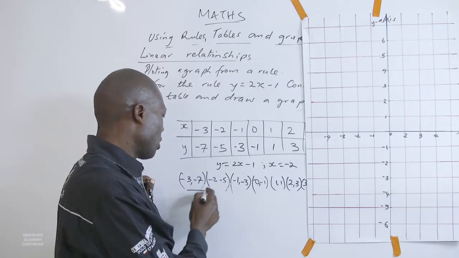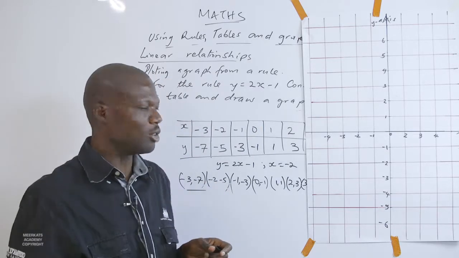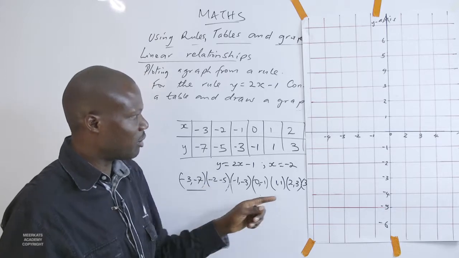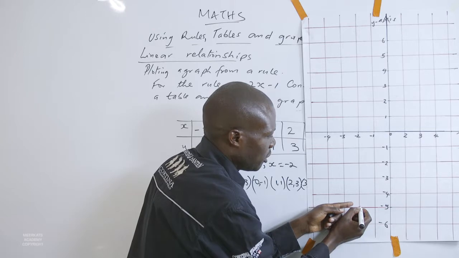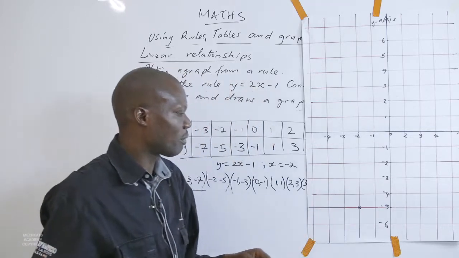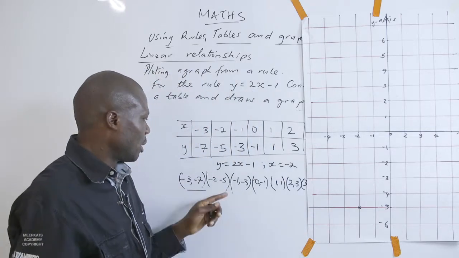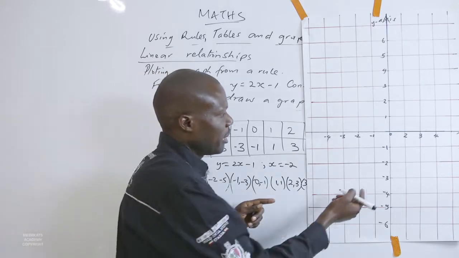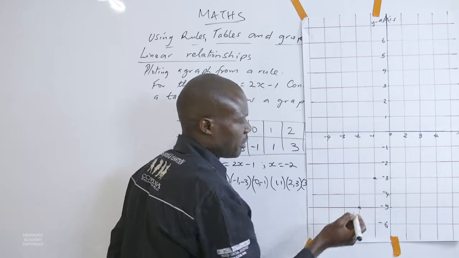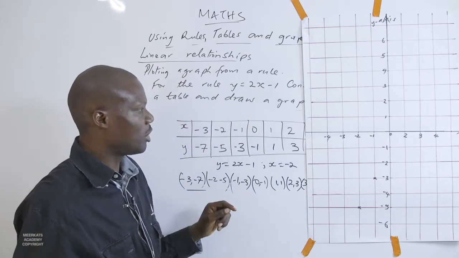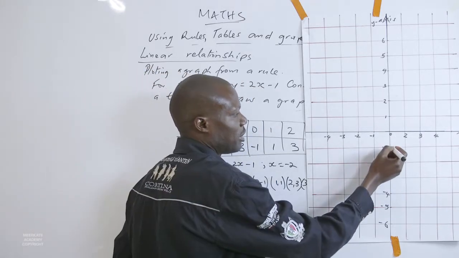So let me do away with this. Let me move on to (-2, -5). Minus 2 is here, minus 5 is here. So this is the point. (-1, -3), this is the point. (0, -1) is here.